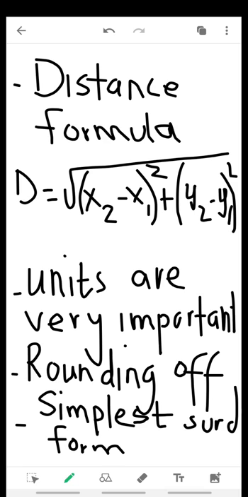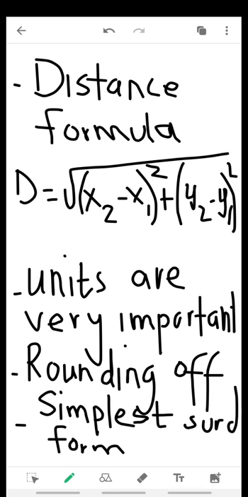Okay, and the formula is d equals the square root of (x2 minus x1) all squared, plus (y2 minus y1) all squared. Okay, where d is the distance between the 2 points.